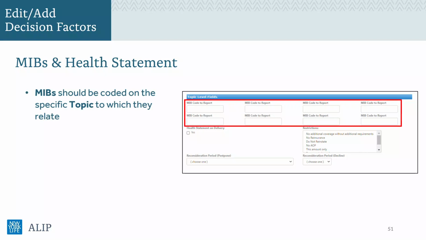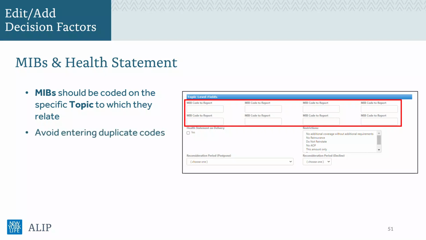In the next section of the Edit Decision Factor screen, MIBs related to the evidence you're reviewing should be coded on that specific topic. Other codes can be entered on other topics, and all will roll up to the decision summary screen and transfer to the MAD screen.